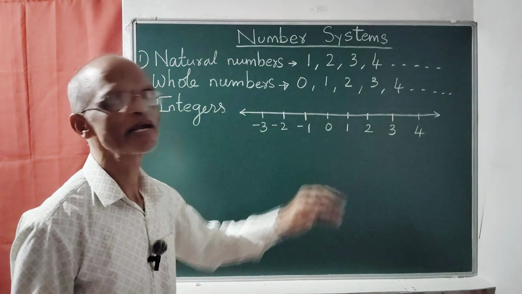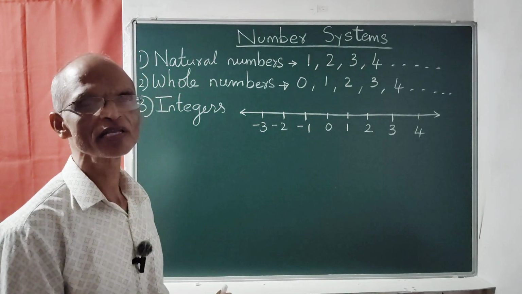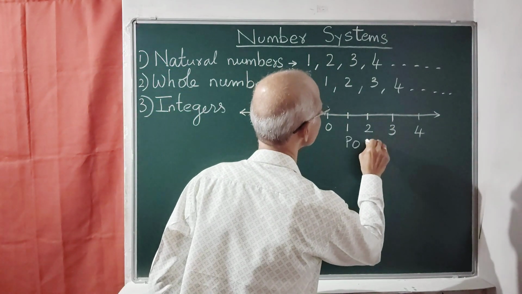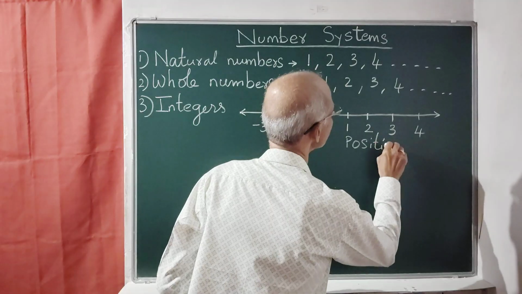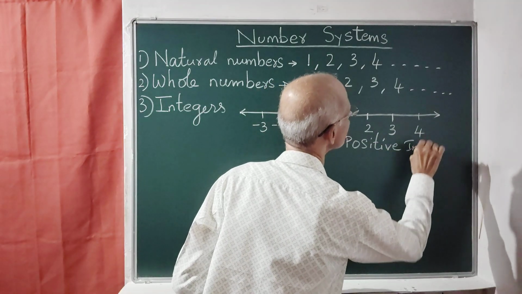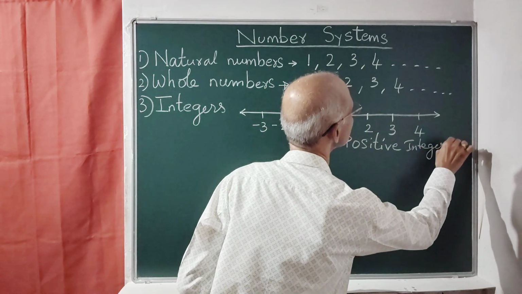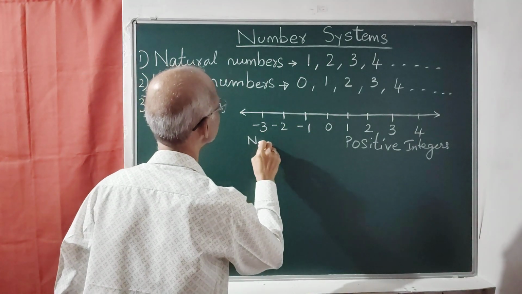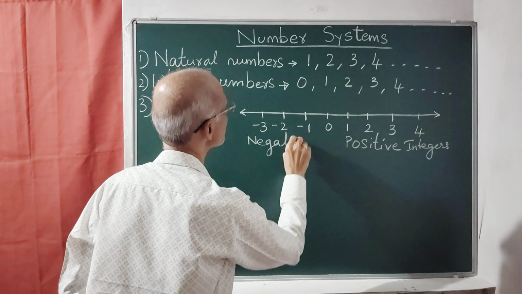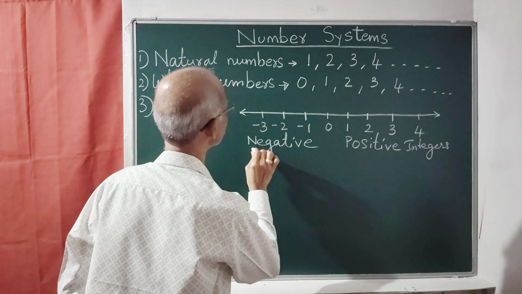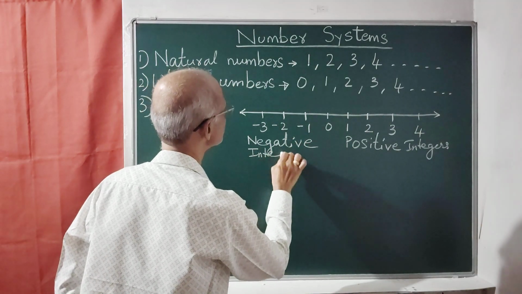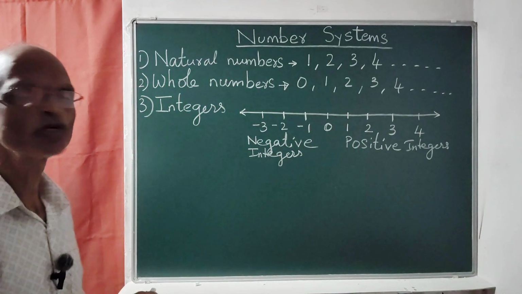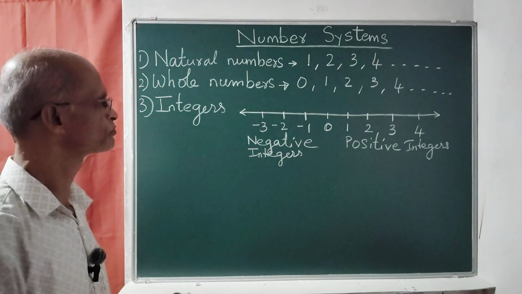Okay, on the right side we have got the positive integers. On the left side we have got negative integers. 0 is neither positive nor negative, it is neutral.